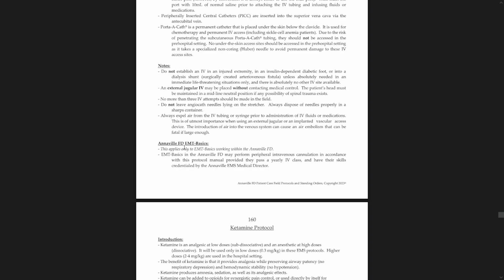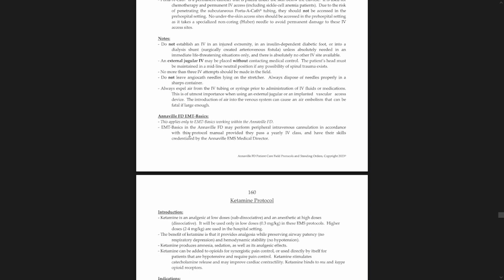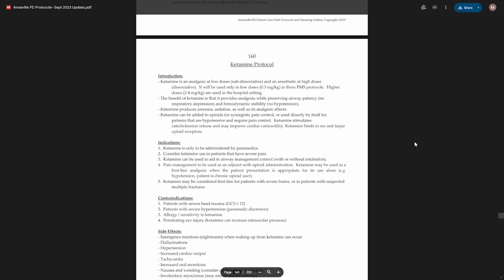For Annaville Fire Department EMT Basics, you can use an IV, but you need to pass a yearly IV class and have your skills credentialed by the Annaville EMS Medical Director. Ketamine protocol. Ketamine is an analgesic at low doses. It's sub-dissociative, and an anesthetic or dissociative at high doses.